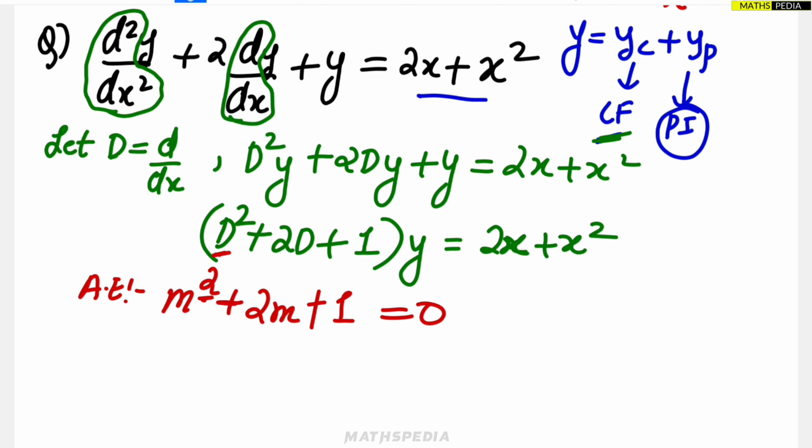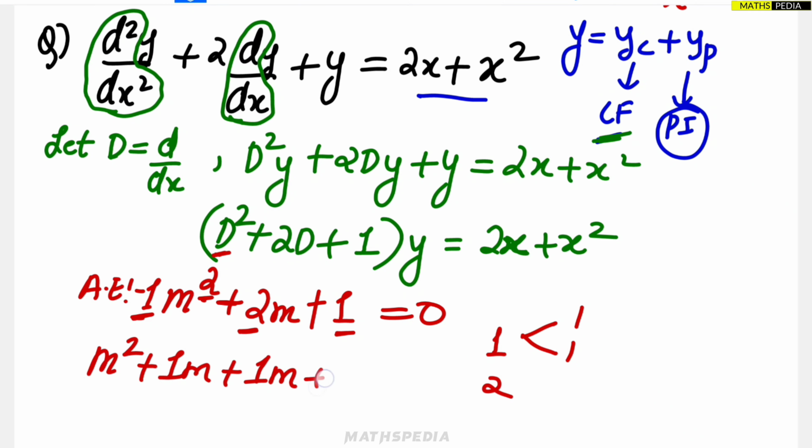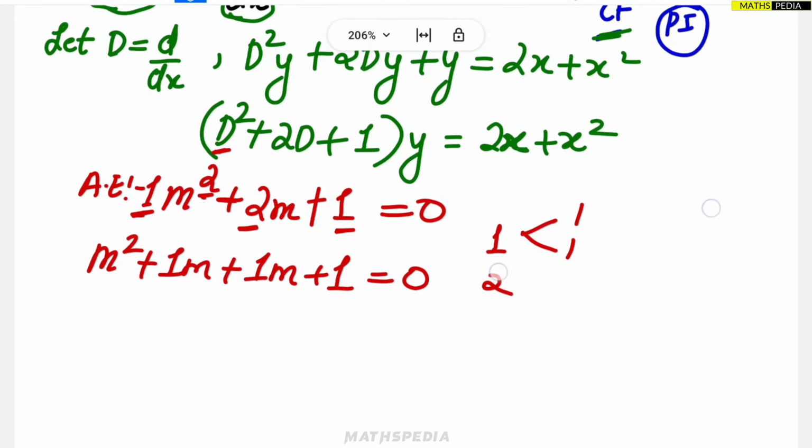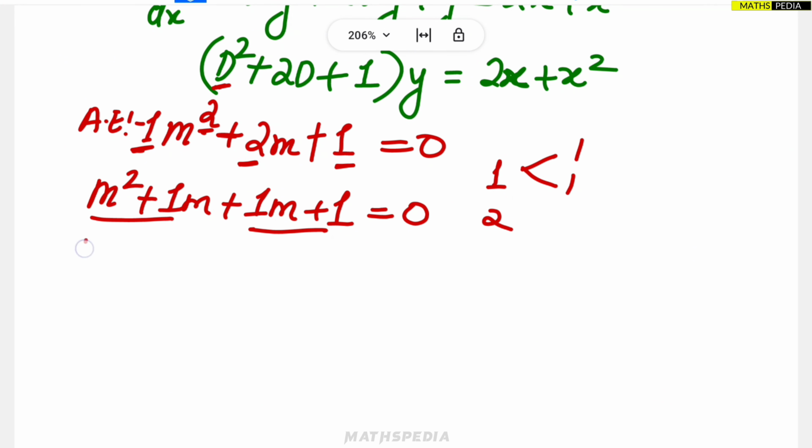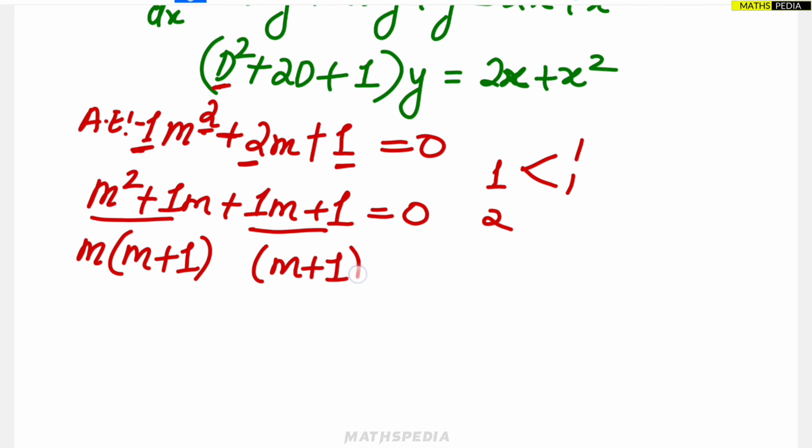That can be found using a calculator if it is allowed, the quadratic formula, or splitting the middle term, which is nothing but the factorization method. So we'll go by splitting the middle term. The coefficient here is 1, so 1 into 1 is 1. While multiplying you should get 1, while adding you should get 2. So 1 and 1 I can take. So it will become m square plus 1m plus 1m plus 1 equal to 0. Grouping 2 and 2, from this I can take m outside. What is remaining? m plus 1. Here also m plus 1 should be remaining, equal to 0.